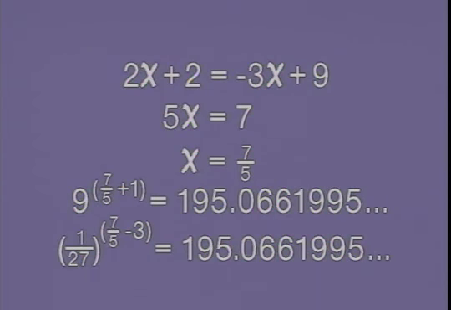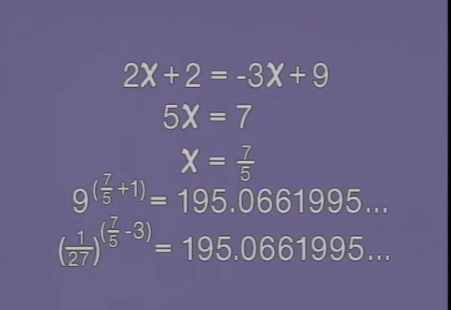195.0661995... because it's not a precise number. This is close enough. Okay? Then I did the same thing. We said, let's see, negative 3, we have 1/27th to the x minus 3. We replace x with 7/5, and 7/5 minus 3. So I raised 1/27th to that power and got 195.0661995... So the two answers, the left side and the right side of this equation, when we plug in x equals 7/5, are precisely the same.